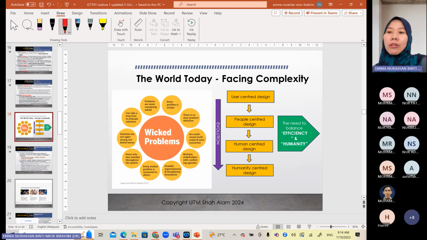So the world is getting complex. When the world is getting complex, requirements are also changing. Ya, apa yang user nak, apa task yang perlu di-automasikan dan di-computerized-kan. So we call it a wicked problem. So what is a wicked problem? A wicked problem means that the problem is too huge, too complex.